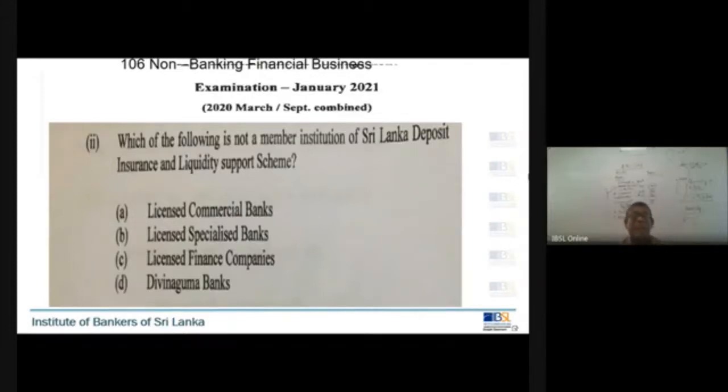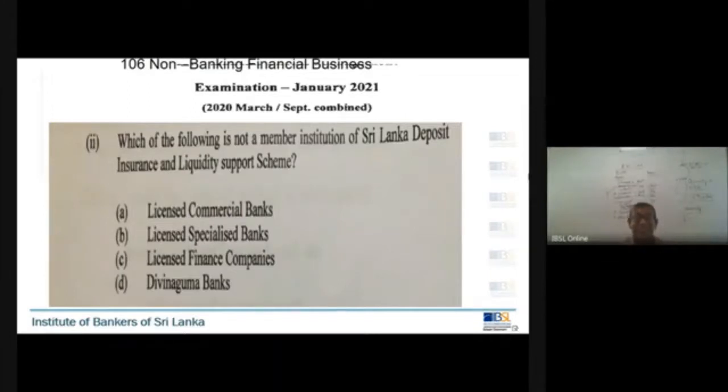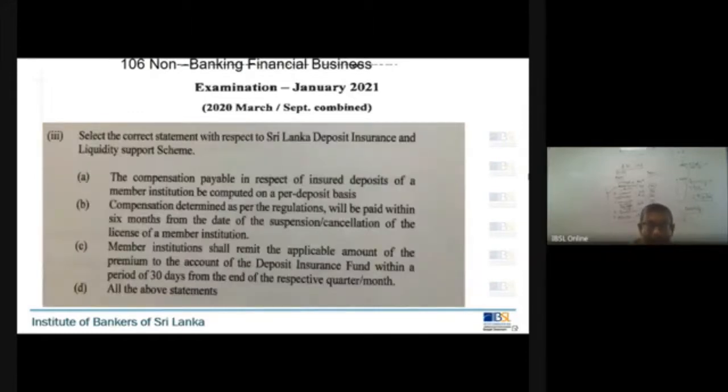Now, this is your non-bank financial business question. The answer is D, Divineguma Banks, because this is not covered, right? Only licensed commercial banks, licensed specialized banks and licensed finance companies have deposit insurance, right? So this is your 2021 exam. The answer is Divineguma Bank. Or sometimes the answer is unit trust. Sometimes the examiner can put unit trust instead of Divineguma Bank. Unit trust is not covered, right? Okay. So we are going to discuss some more points.